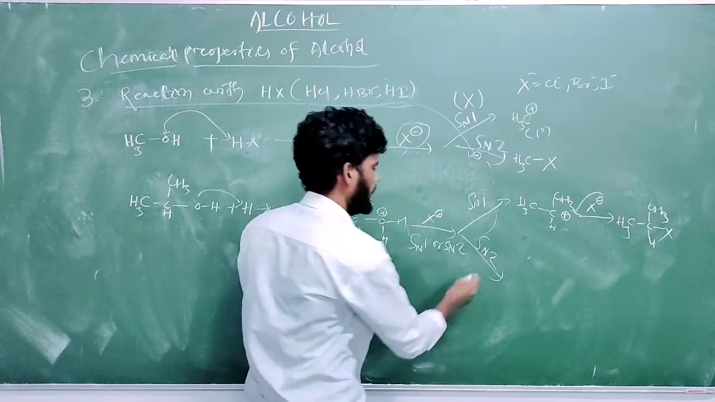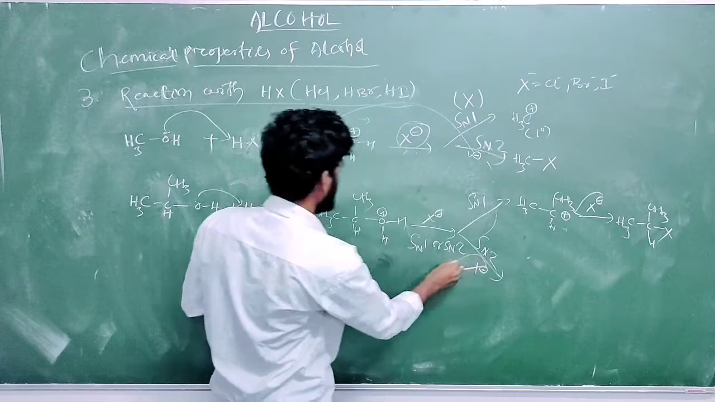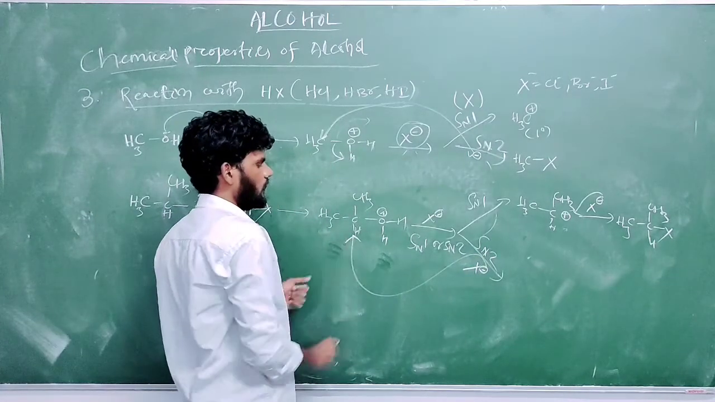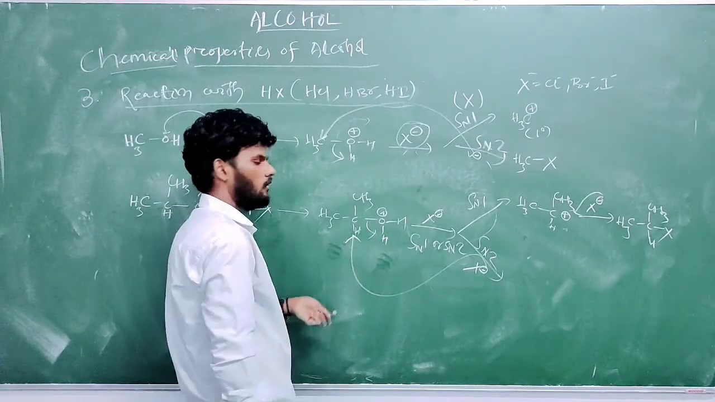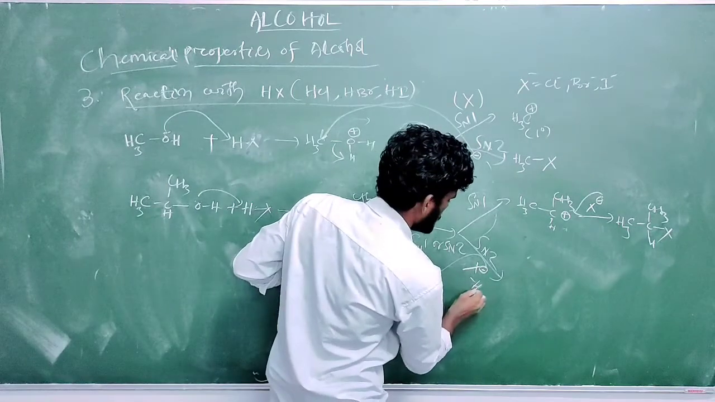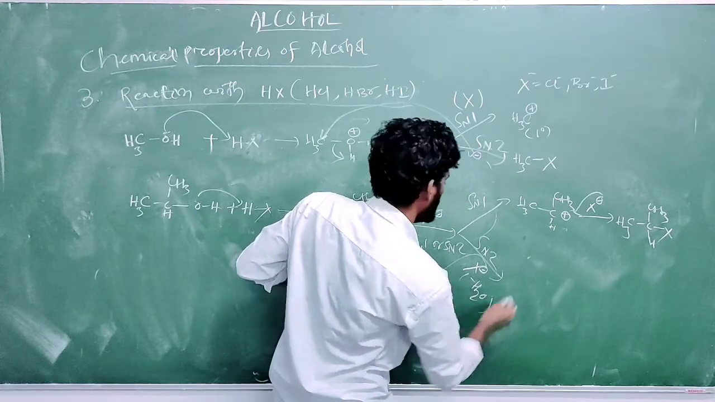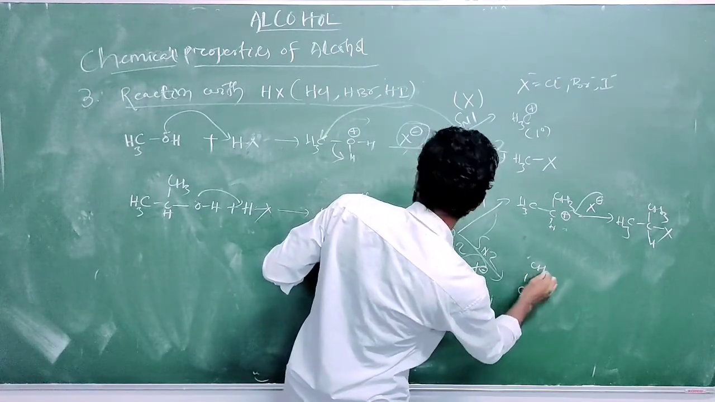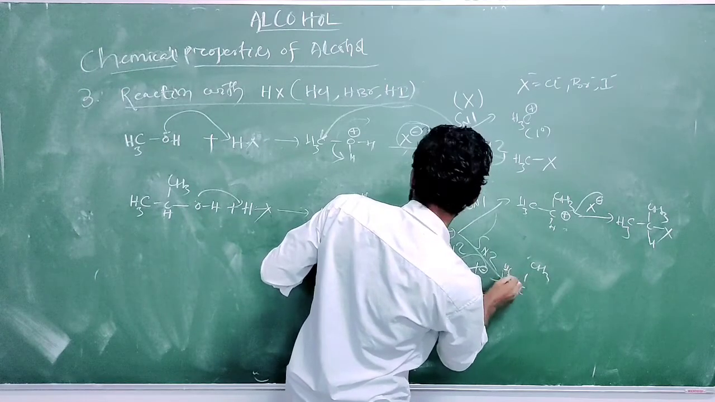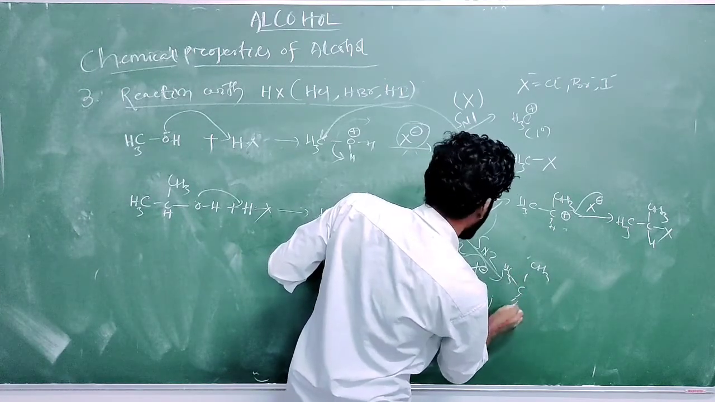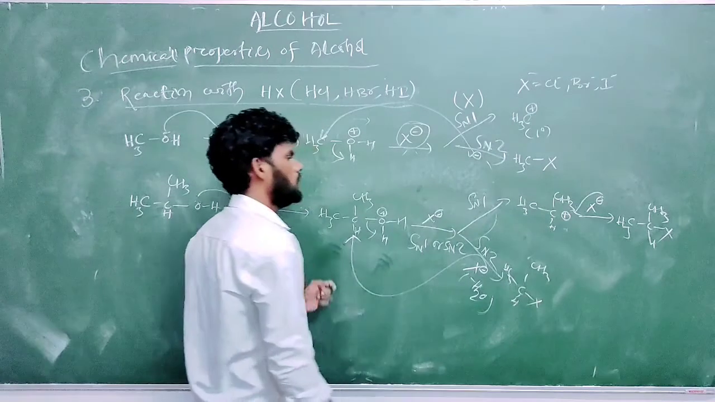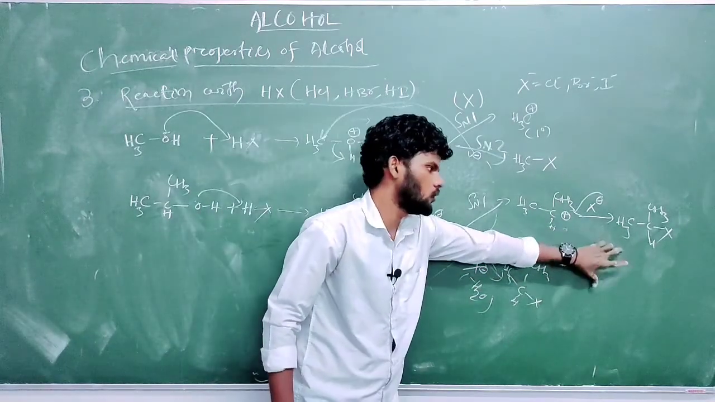In the SN2 pathway, the X minus present here will attack directly at this carbon center, and the OH2 group releases as a leaving group in a single step, minus water. So what will it form? CH3-CH2-CH2-X. Okay, compare these two.